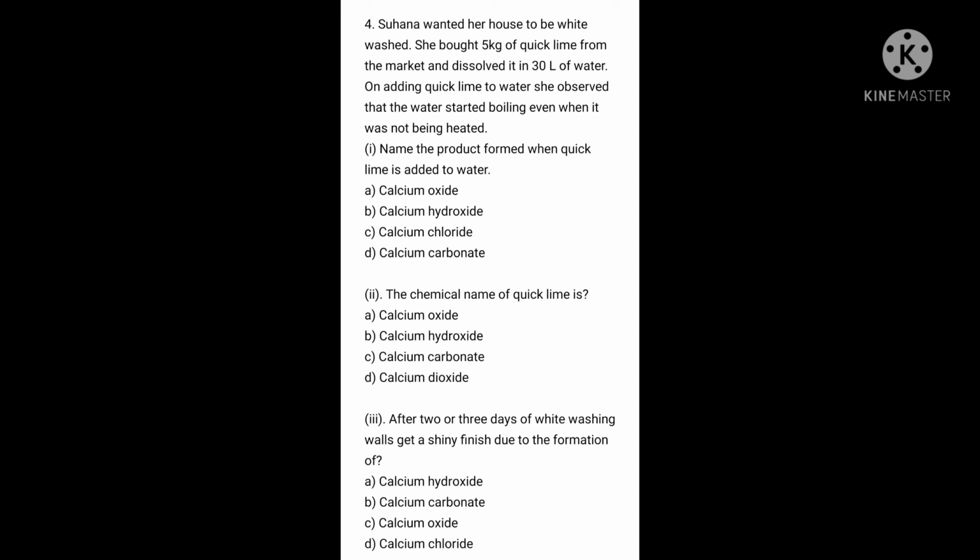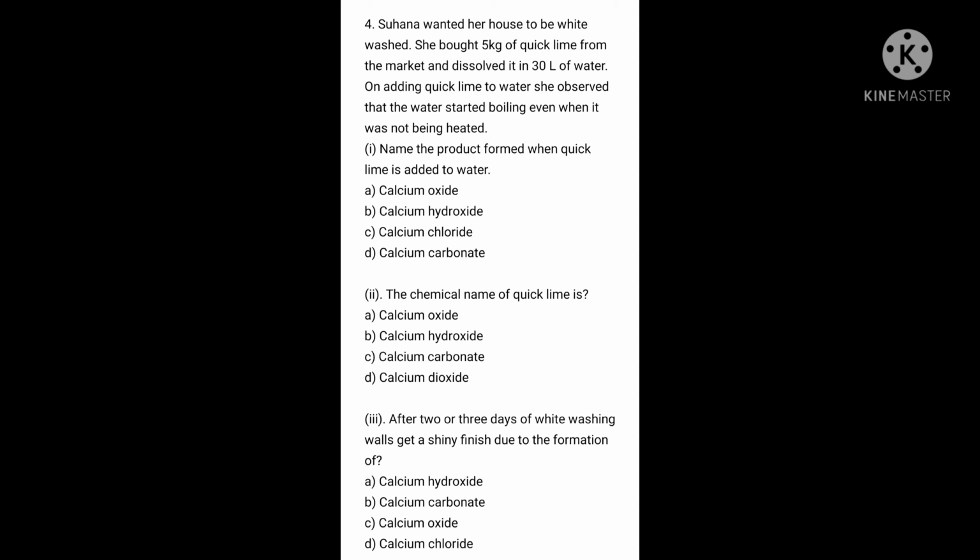She bought 5 kg of quicklime from the market and dissolved it in 30 liters of water. On adding quicklime to water, she observed that the water started boiling even when it was not being heated. Now the question number 1. Name the product formed when quicklime is added to water.